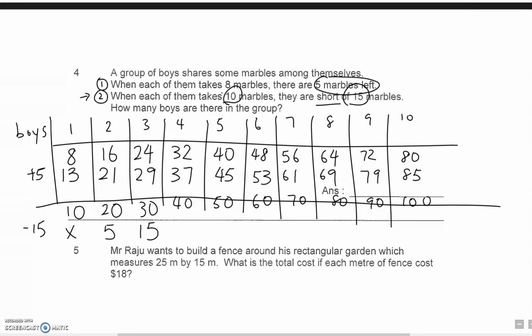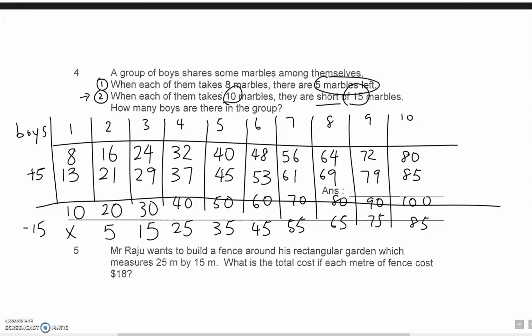If you give out 40, you will actually only have 25 because you are short of 15. So if you continue the pattern this way, you will get a pattern like that: 45, 55, 65, 75, and 85. Okay? Now our job is to find out which exactly is the number of marbles that we have. First of all, let's take a look.